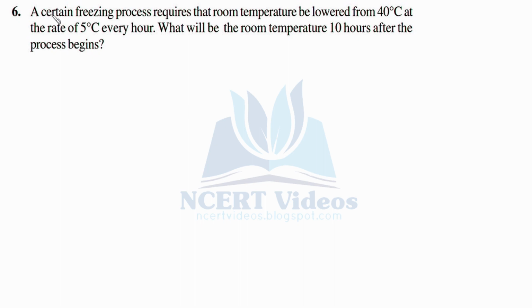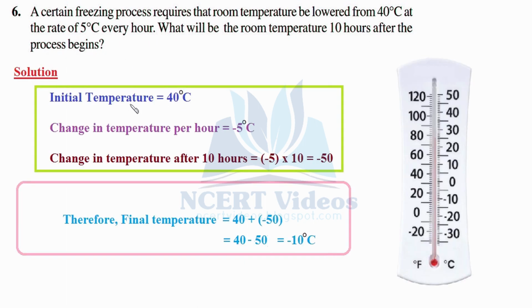6th, a certain freezing process requires that room temperature be lowered from 40 degrees Celsius at the rate of 5 degrees Celsius every hour. What will be the room temperature 10 hours after the process begins? So we have to find the future temperature. Initial temperature is given to us as 40 degrees Celsius. This is the line that shows us the initial temperature.